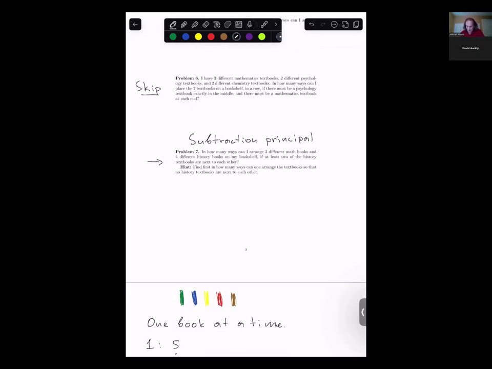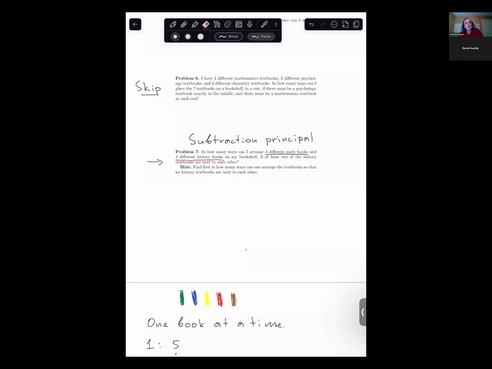All right, so here is the problem. In how many ways can I arrange three different math books and four different history books on the bookshelf, just as before, but with a bit of a strange condition: I want at least 2 of the history books to be next to each other. So that is a little bit of a strange condition.